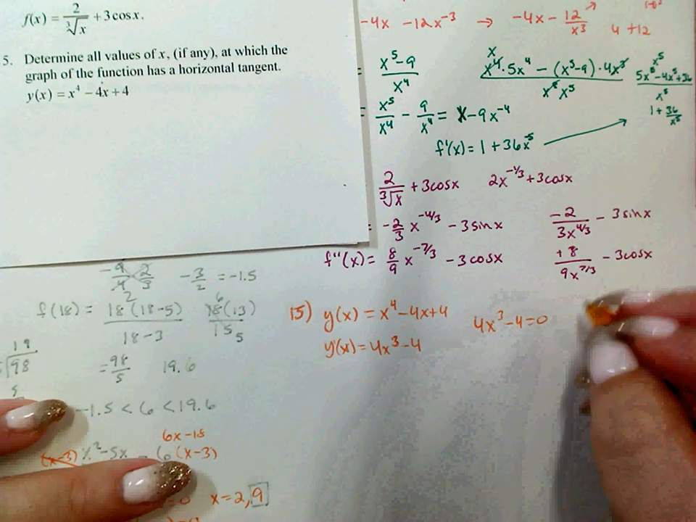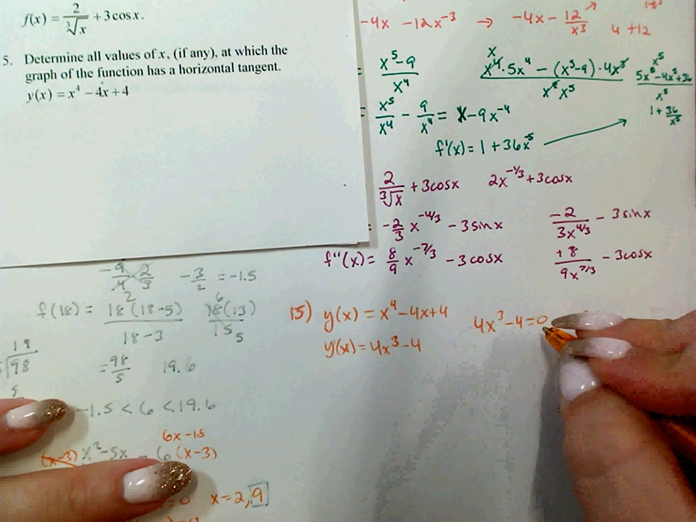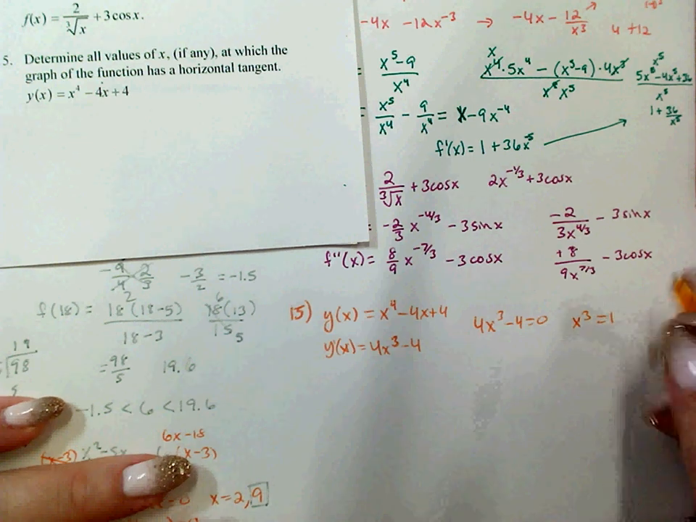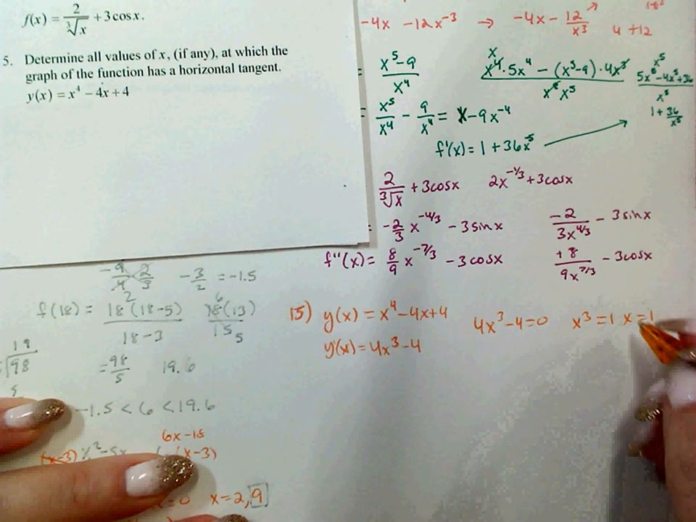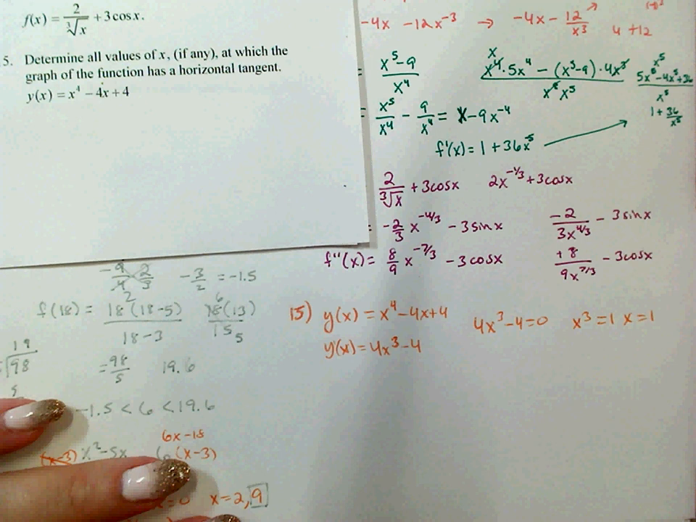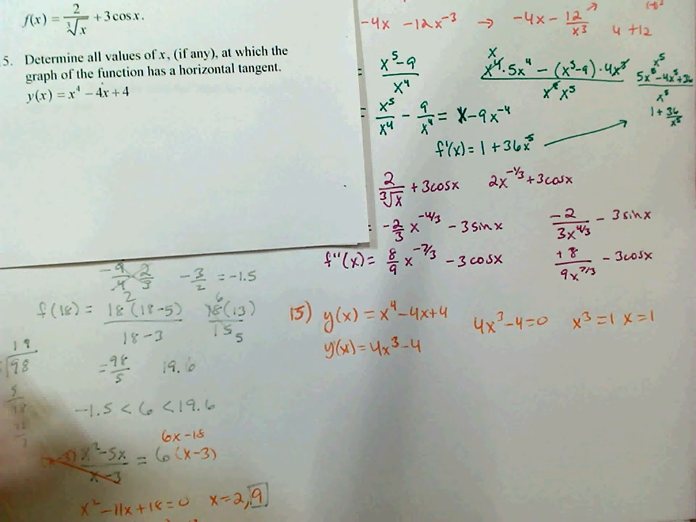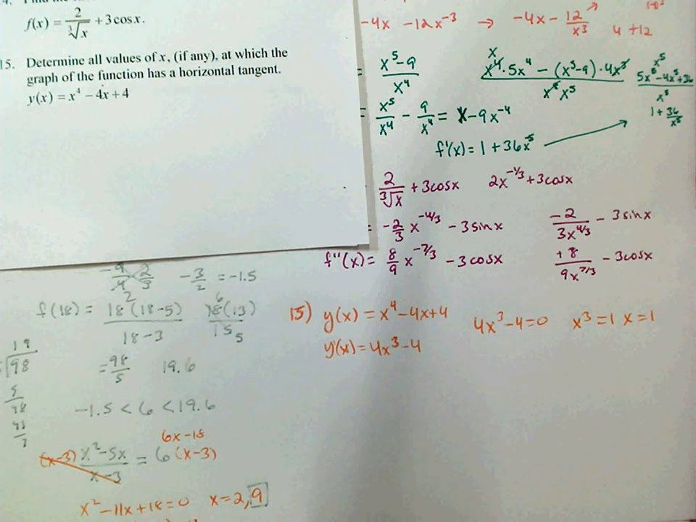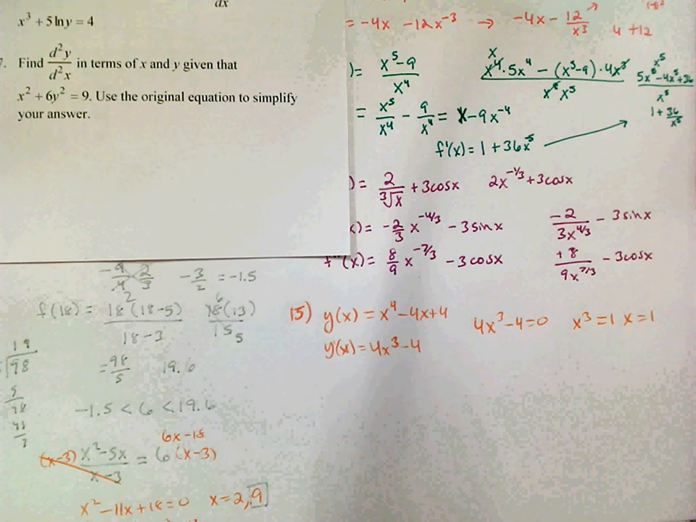Well, if you add the 4, divide by 4, you get x cubed equals 1, and that's when x equals 1. So the x value for when we have a horizontal tangent is x equals 1, and x equals 1 only. Alright, number 16.